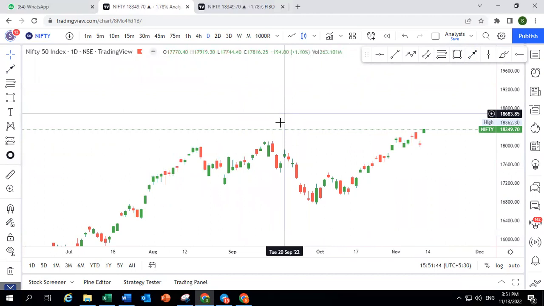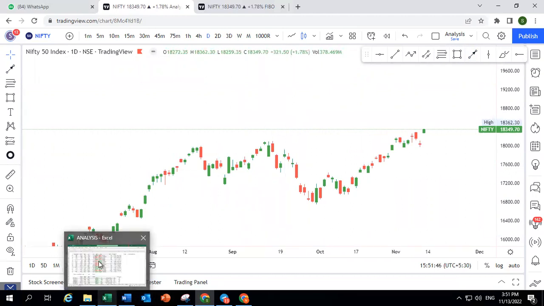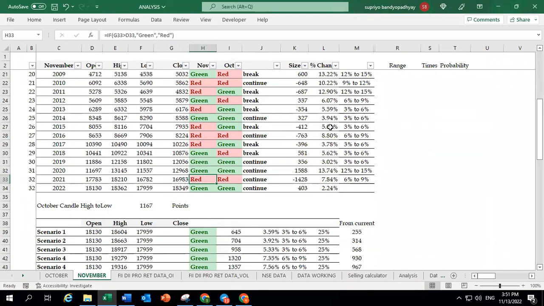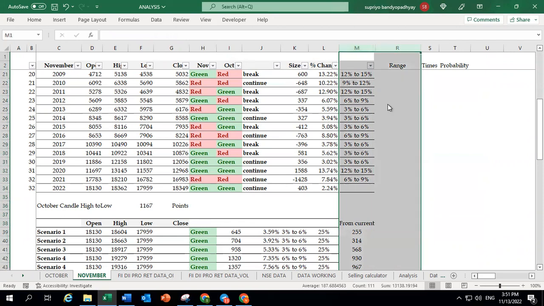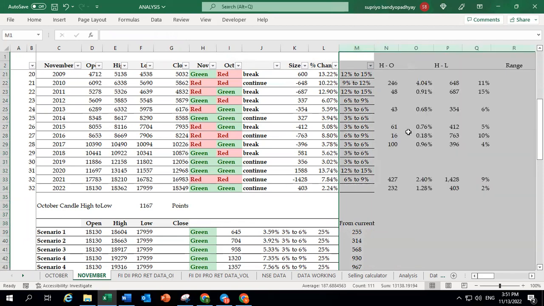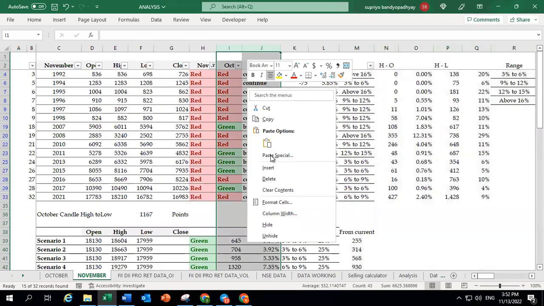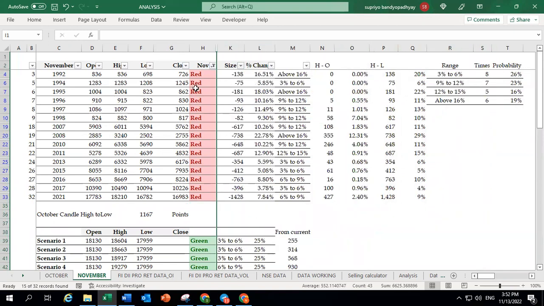For that, I had done some Fibonacci analysis. But before I go into that, what is the probability that November will become red? If I look into the months when November had become red, these are the months and the years. November was red in 1992, 1994, 1995, 96, 97, 98, 2007, 8, 10, 11, 13, 15, 16, 17, 21.